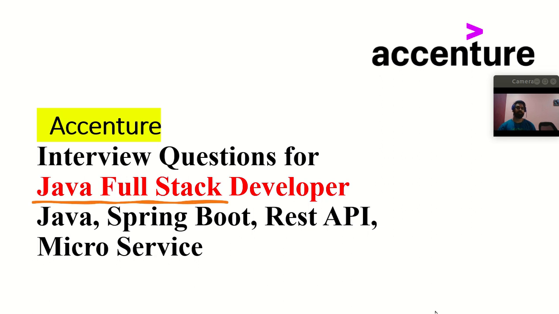So today we are going to discuss interview questions asked in Accenture for a Java full stack developer. Recently one of my friends appeared for the interview at Accenture, and his profile was Java full stack developer. His technical stack is Core Java, Spring Boot, REST API, and microservices. He also has front-end knowledge like Angular, HTML, jQuery, JavaScript, CSS, and all.